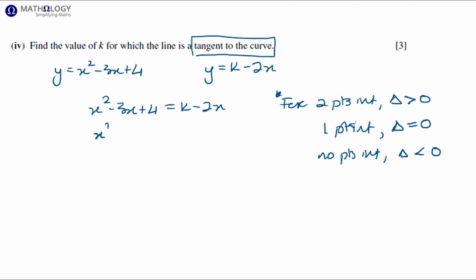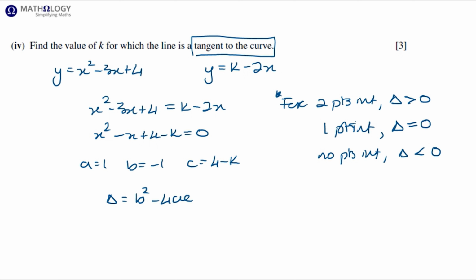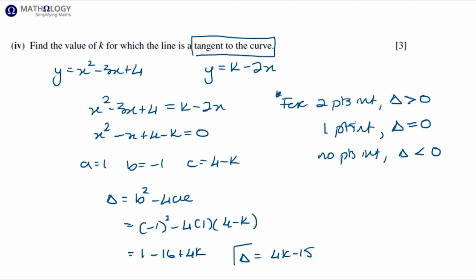So what we're going to do here is get this into standard quadratic form, take all the terms over to the one side, equate it to 0, and then determine the discriminant from that. So x squared minus x plus 4 minus k equals 0. a equals 1, b is negative 1, c equals 4 minus k. So delta equals b squared minus 4ac. That's minus 1 all squared minus 4 times 1 times 4 minus k. That's 1 minus 16 plus 4k. So delta equals 4k minus 15.